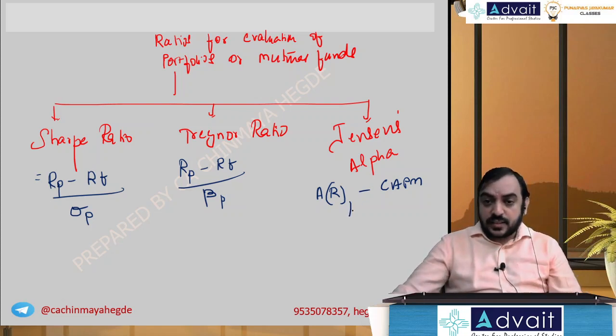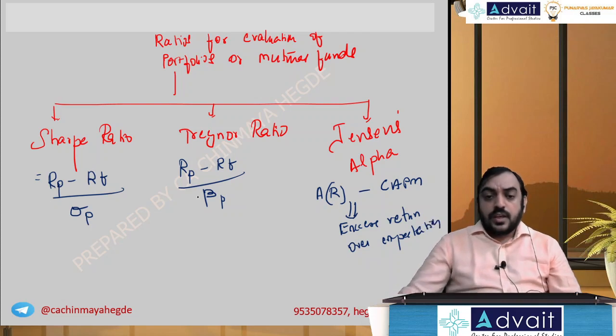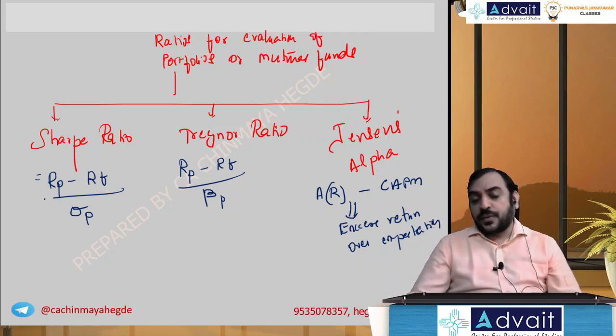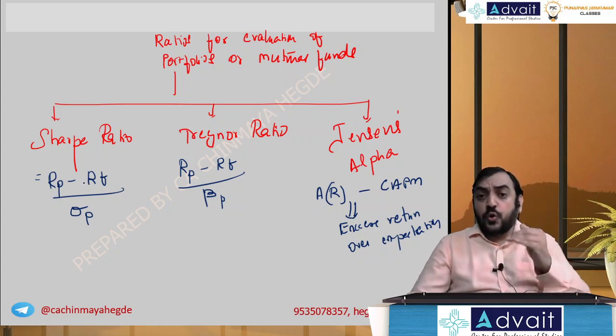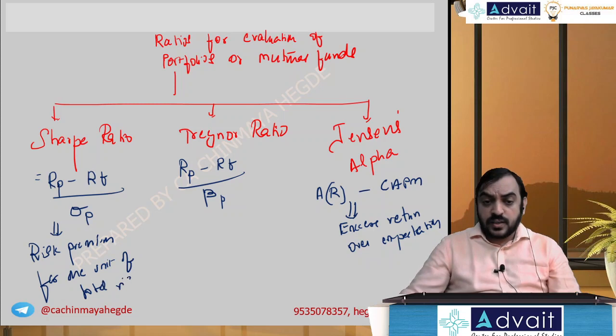So this represents excess returns over expected return. Whereas the Sharpe ratio and Treynor ratio, what do they represent? RP minus RF, what do you call it? Over and above the risk-free rate, that's called risk premium. So the Sharpe ratio represents risk premium, or return for 1 unit of standard deviation. Standard deviation means total risk, so it is for 1 unit of total risk.